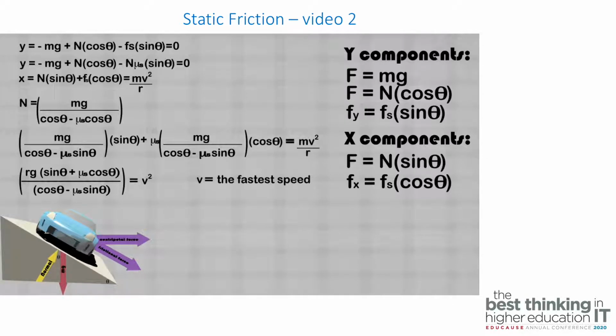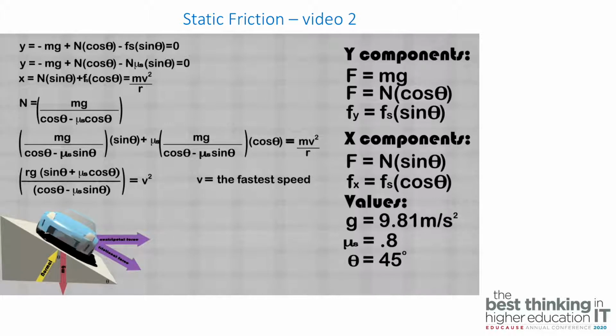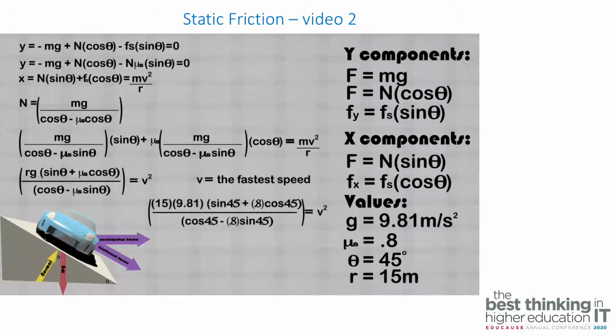Let's solve for the speed given values. The magnitude of gravity is 9.81 meters per second squared. The coefficient of static friction is 0.8. The angle of inclination is 45 degrees. And the radius of the turn is equal to 15 meters. Plug these values into the equation for v and solve.